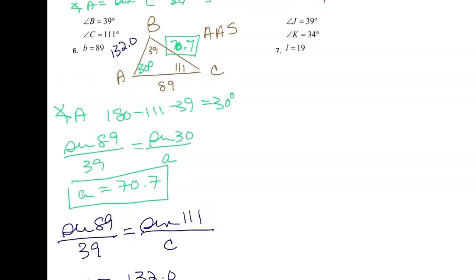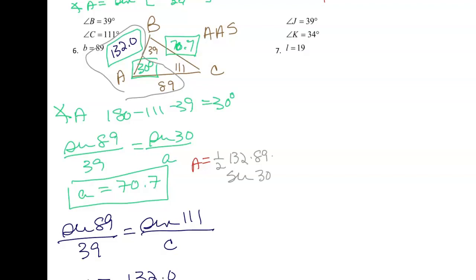Let me just box off all the ones that I solved for. Solve for that, solve for that. Now do area. Area equals, I'll do the left side for a sandwich. So that's going to be 1/2 times 132 times 89 times the sine of the angle in between. Am I doing this right? Yes, which is 30. So my calculator goes 0.5 times 132 times 89 times the sine of 30.